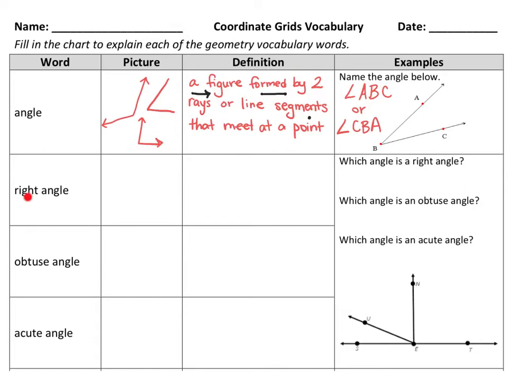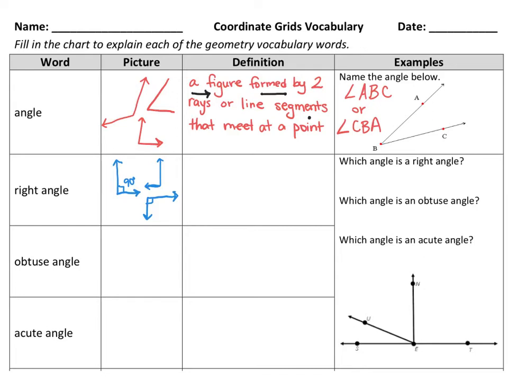All right, now it's time to do right angle. So draw a picture in this box of a right angle. A right angle always looks like an L. It always has 90 degrees right here. It can be in any direction. It's still a right angle. Sometimes the little square in the corner is not there, but it has to be 90 degrees, always.